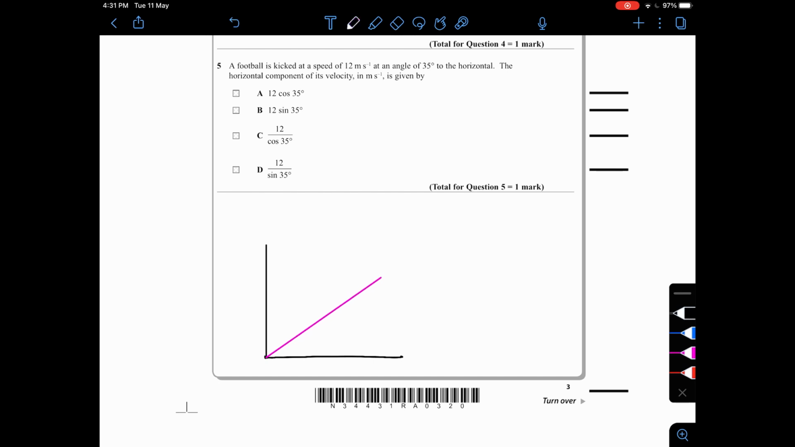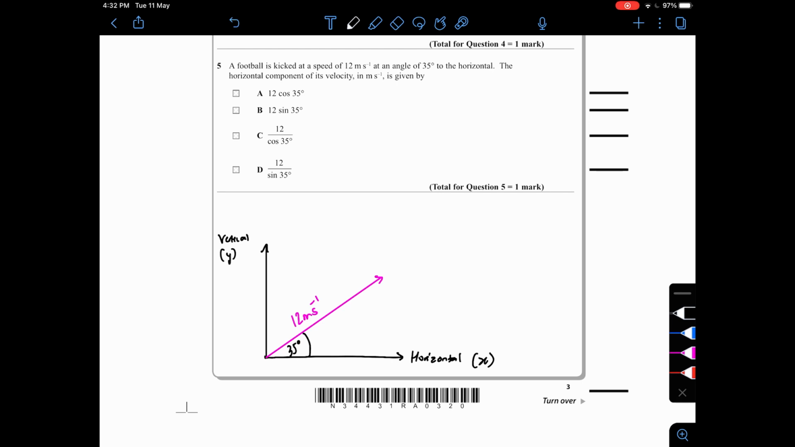So here we have our 35 degrees to the horizontal, and this is our 12 meters per second velocity of the football. They're asking us to find the horizontal component. Now the horizontal component, we usually say, so this is the horizontal one, the x plane, or the vertical, the y plane.